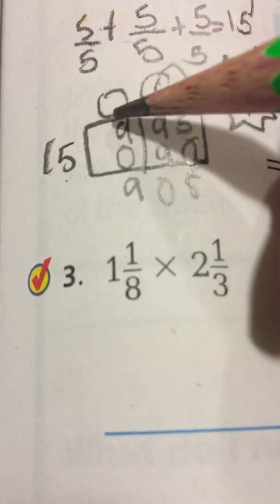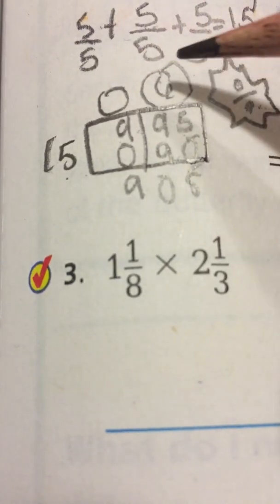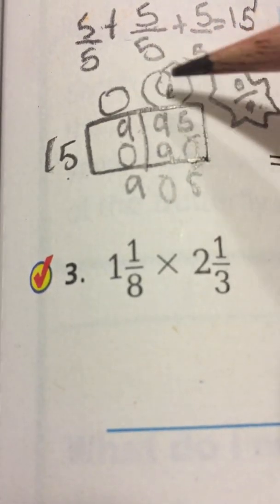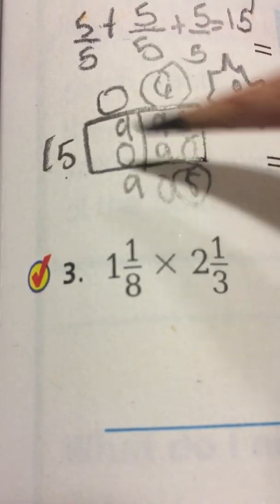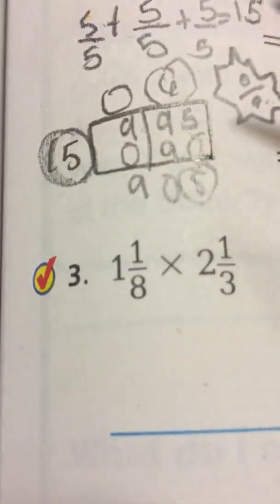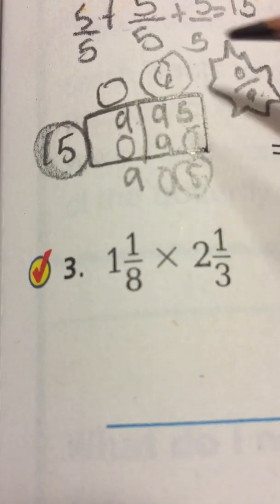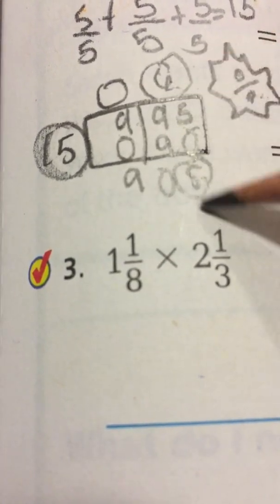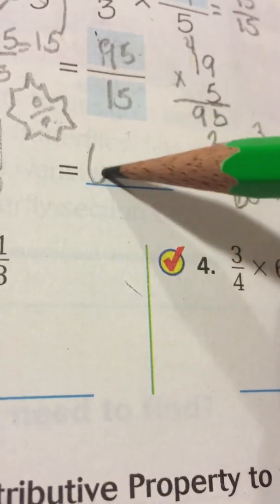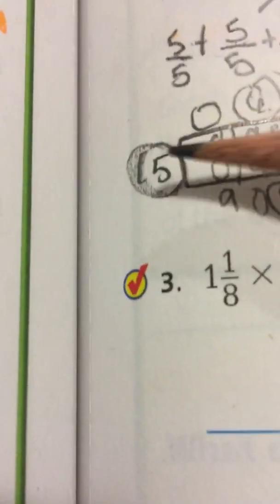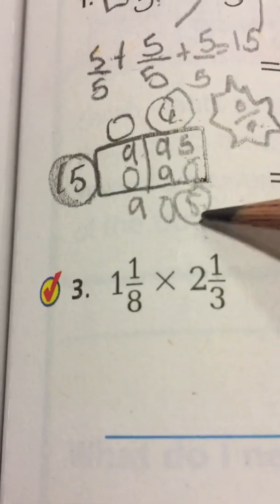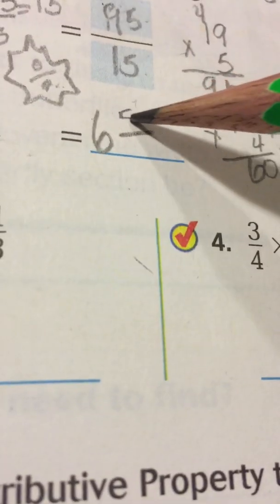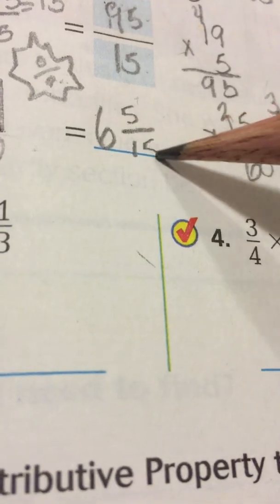Now if this was a 1 right here, you would have to circle all of it. But since it's a 0, you only circle the 6, 5, and 15. Now, if this was a 0, your answer would be just 6. But since there's a remainder, you're going to have a fraction. So our answer is we have 6 wholes, and our numerator is 5. That's our leftover out of 15.